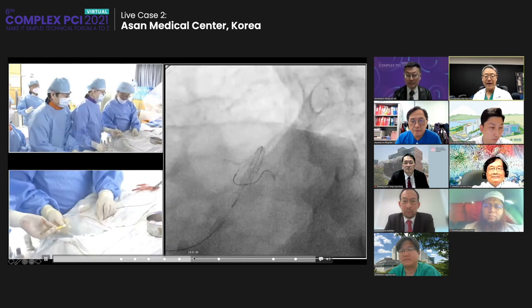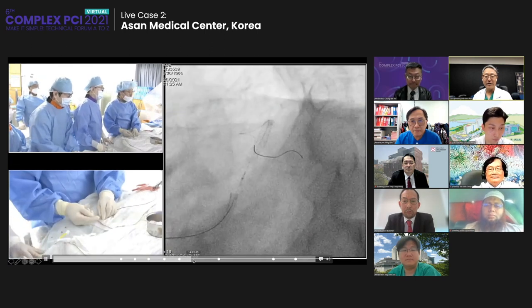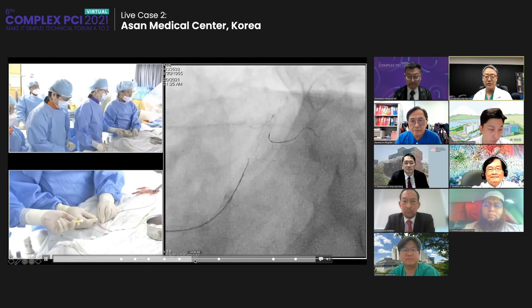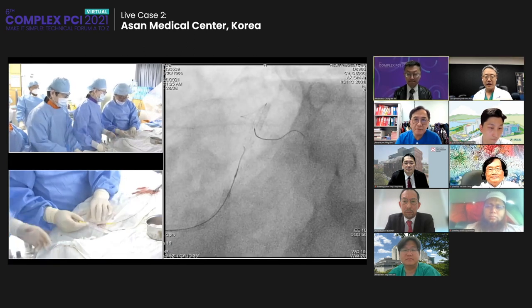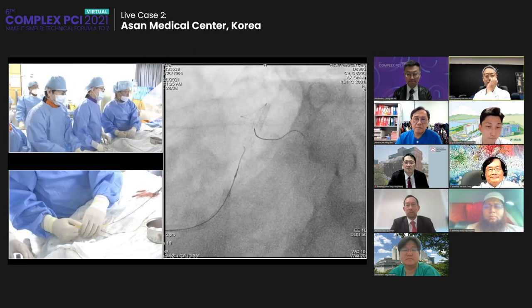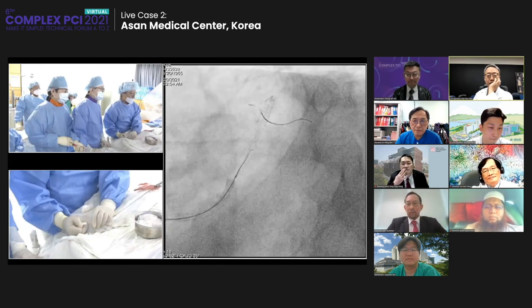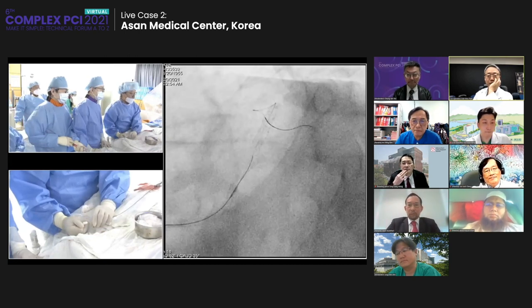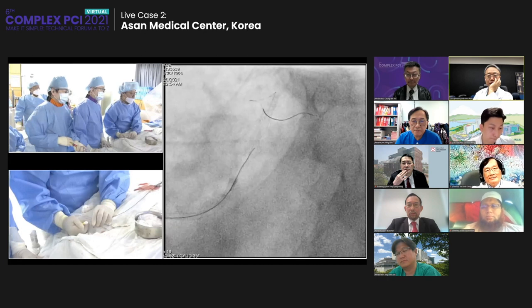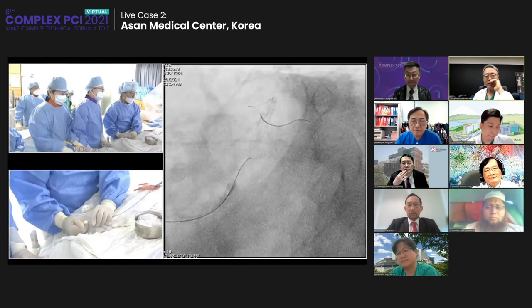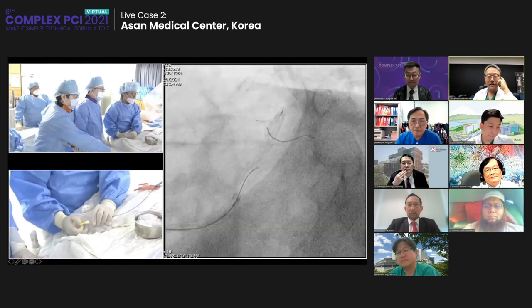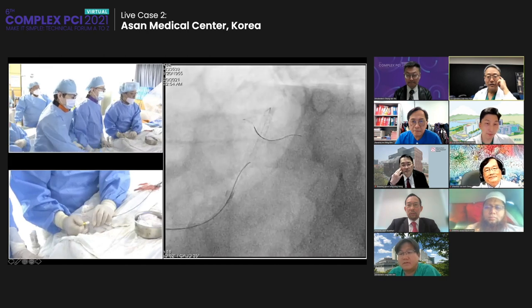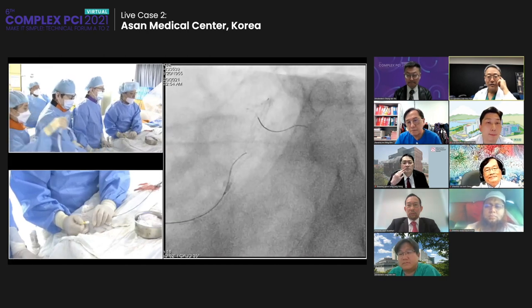Okay, this is a Gaia third wire. It's nearly the strongest. Gaia third, I try. All right, great. So we try the Gaia third. Right. Maybe over there, there's the more proximal part.